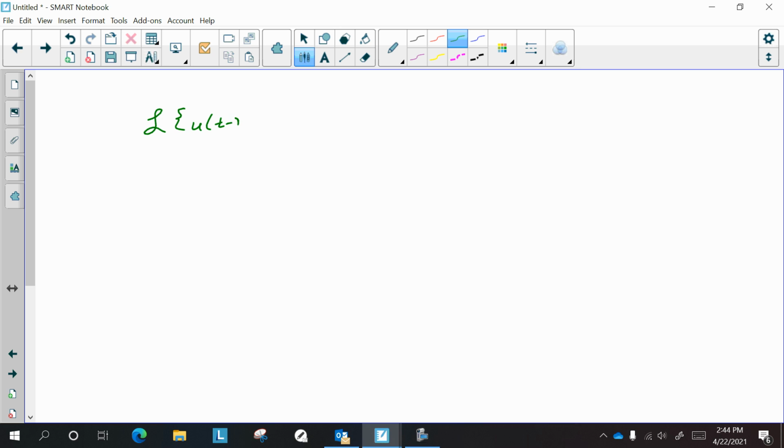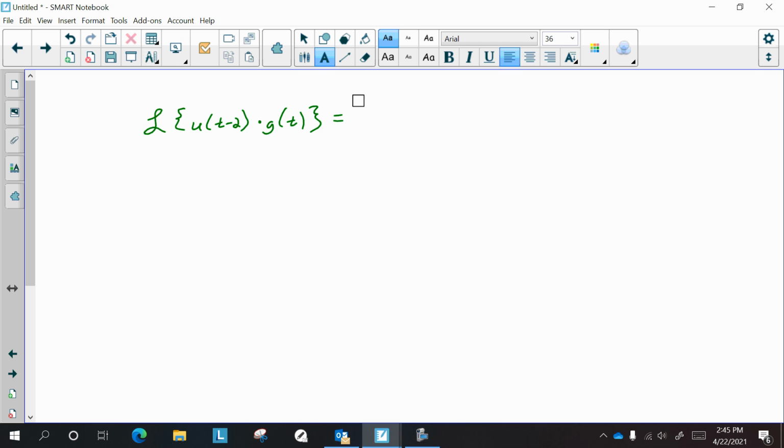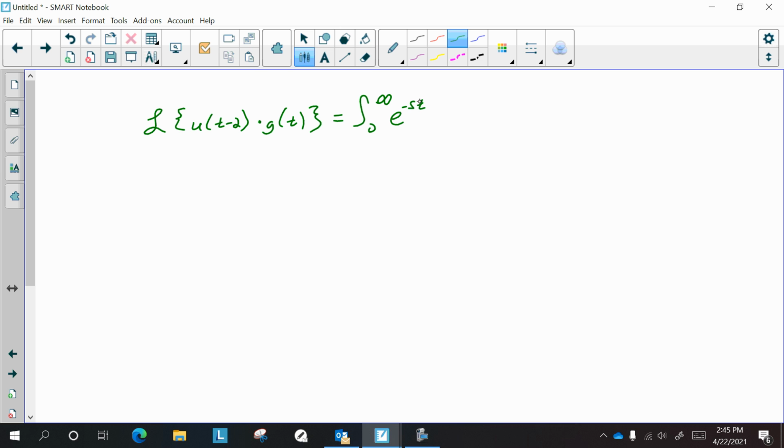So if we have, for example, the function u of t minus 2 times g of t, and we want to do the transform of that, then remember how we do a Laplace transformation in general. We do an integral from 0 to infinity of e to the negative st times whatever we're transforming. So u of t minus 2 times g of t dt.